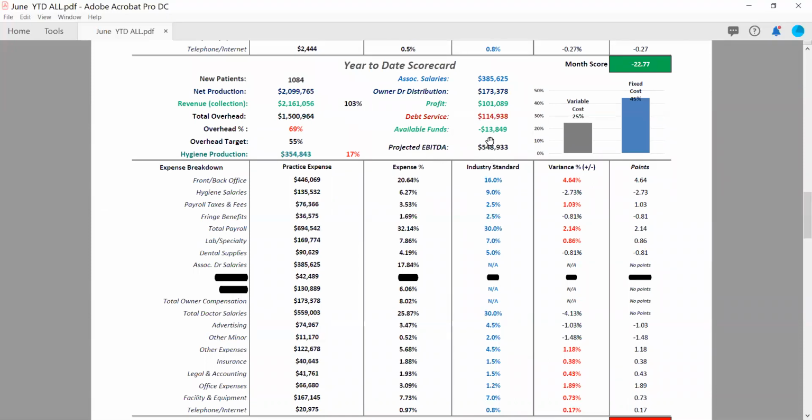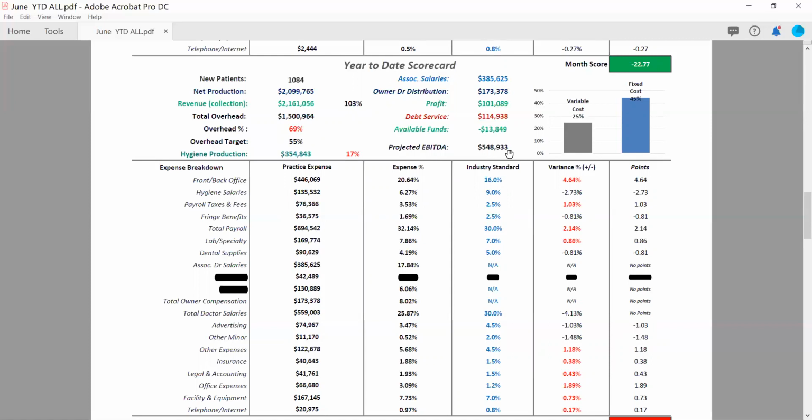EBITDA number, projected EBITDA. So I get questions on this as well. This is projected, and it is a generalization per se, because we're not taking 30% off of that for the owner production. It is straight, basically, net income. And again, that's including all the add-backs, what we do every single month.